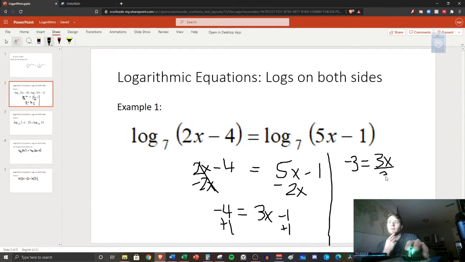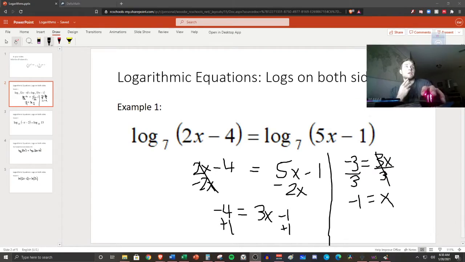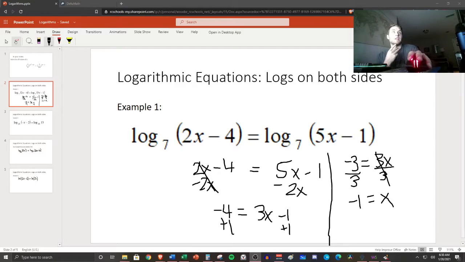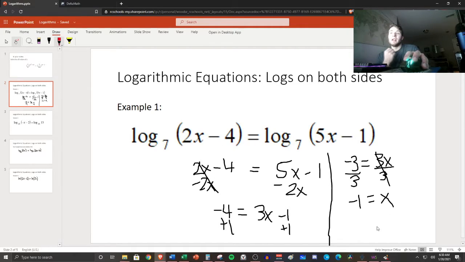We divide 3 from both sides. It goes away. We get x, and this is negative 1 right here. And you can't see because my camera's in the way, but there's the solution right here. So negative 1 is the answer to this. Now, there's a problem, okay? We need to actually check this.